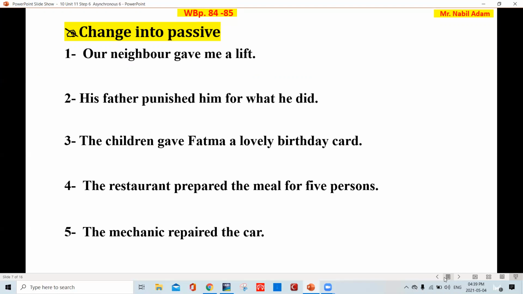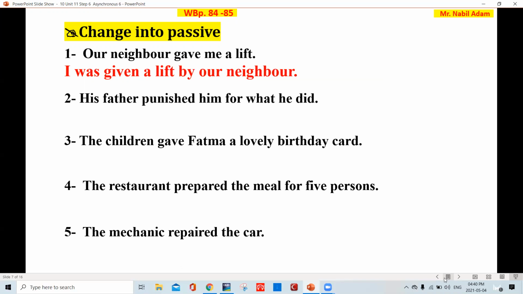So we start with the object and we use was or were, was if it is singular, were if it's a plural, and we change the verb from the past into the past participle, verb 3. Our neighbor gave me a lift. You can start with I or you can start with a lift. Yes, let's do it. I was given a lift by our neighbor. We can say a lift was given to me. A lift was given to me by our neighbor.